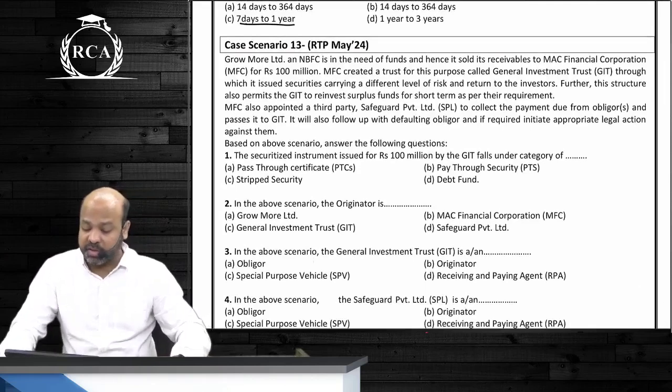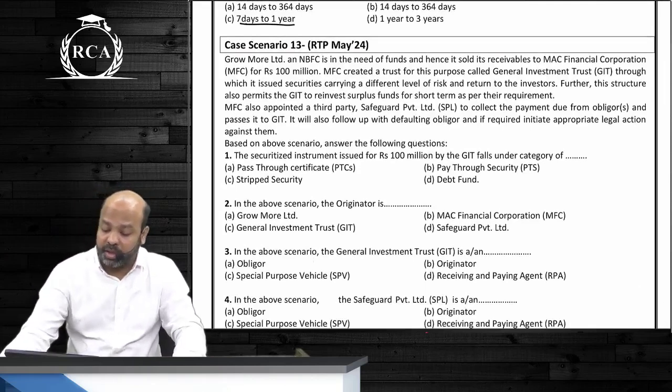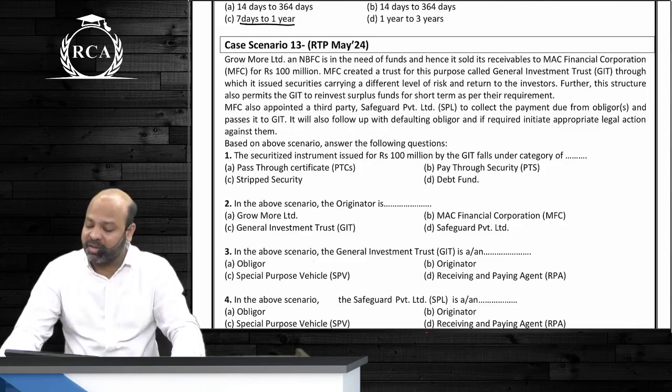Next, guys. This is a theory question, beta. Grow More Limited, an NBFC, is in need of funds and hence it sold its receivables to MAC Financial Corporation, for rupees 100 million. MFC created a trust for this purpose called General Investment Trust, through which it issued securities carrying a different level of risk and return to the investors. Further, this structure also permits GIT to reinvest surplus funds for short term as per their requirement.